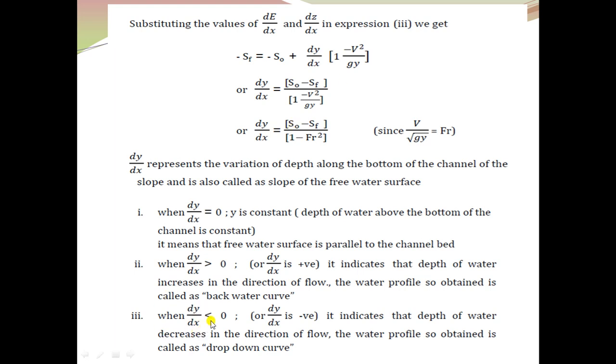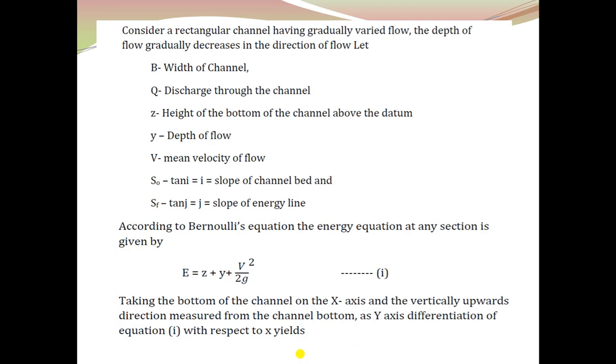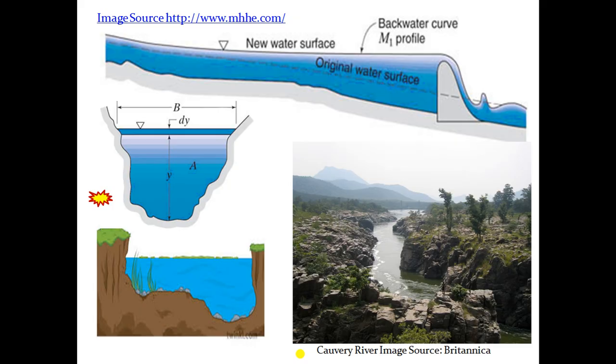When dy by dx is less than 0 or dy by dx is negative, it indicates the depth of water decreases in the direction of flow. The water profile so obtained is called as drop down curve. Here this particular portion is actually drop down curve.